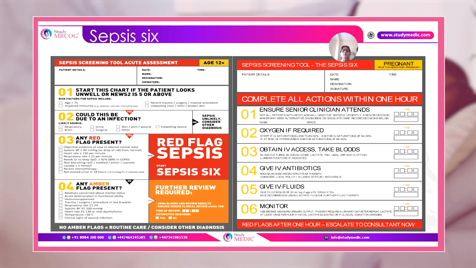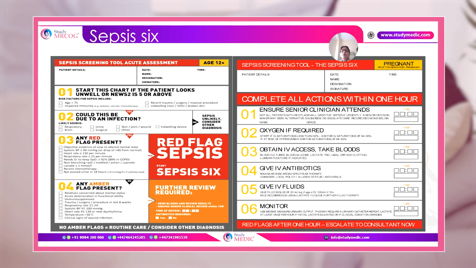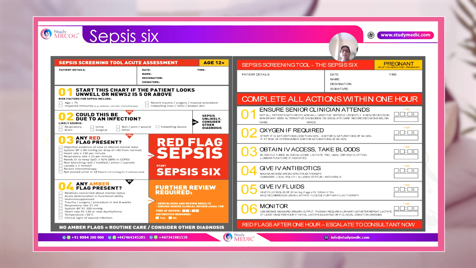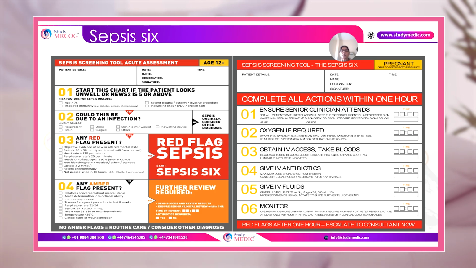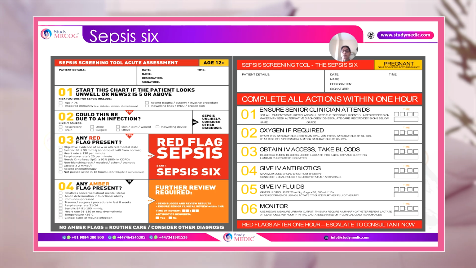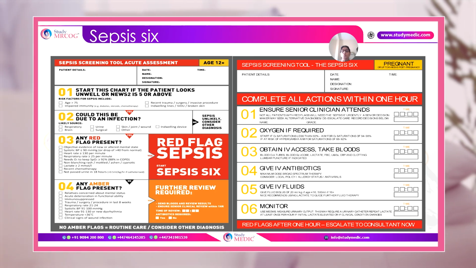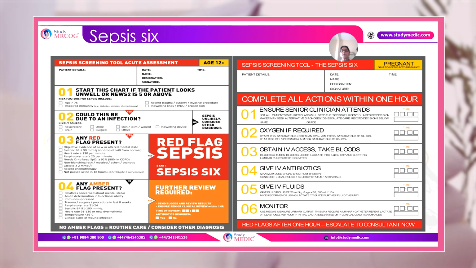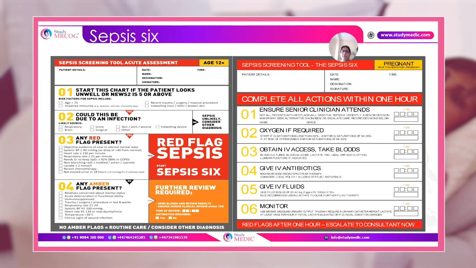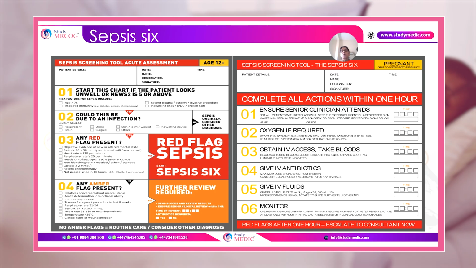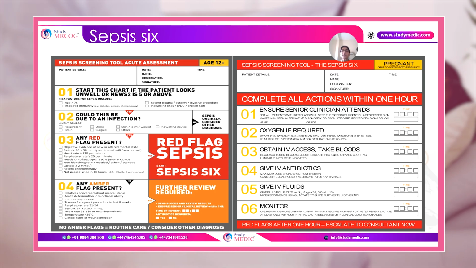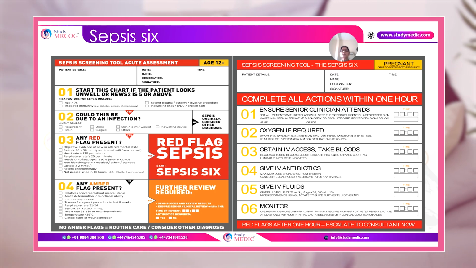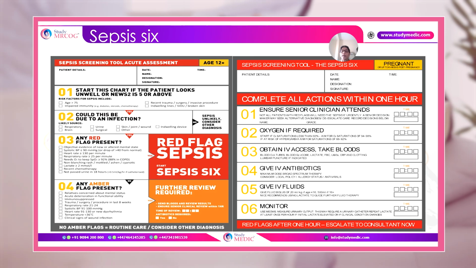Okay, now this sepsis 6 bundle that is there, you will complete all these actions within 1 hour. So you have to make sure that a senior clinician attends immediately. You will start oxygen, you will obtain an IV access, take blood, start IV fluids, start antibiotics, and monitor the patient at least on a MEOWS chart.